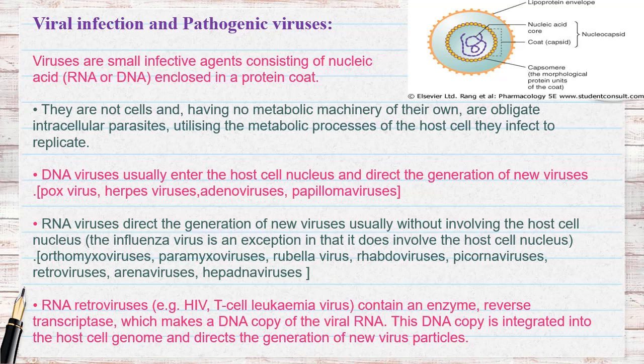Okay, so what we have known so far is that viruses have a very simple structure. They are intracellular parasites having no metabolic machinery of their own, and they essentially depend upon the host cell for their replication as well. Now, talking about the types of viruses, there are basically three types. One is the DNA virus, second is the RNA virus, and third is the RNA retrovirus.